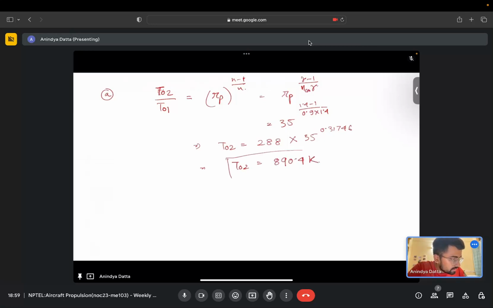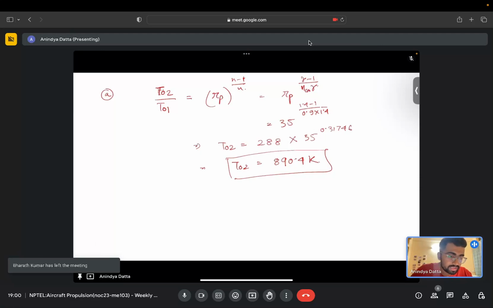Okay, right? So what we see is the ease of defining the polytropic efficiency: we can directly find the temperature at the end of the compression process using the pressure ratio. Usually we can do that when it's an isentropic process, where we write the temperature ratio is equal to the pressure ratio to the power (gamma minus 1) by gamma.